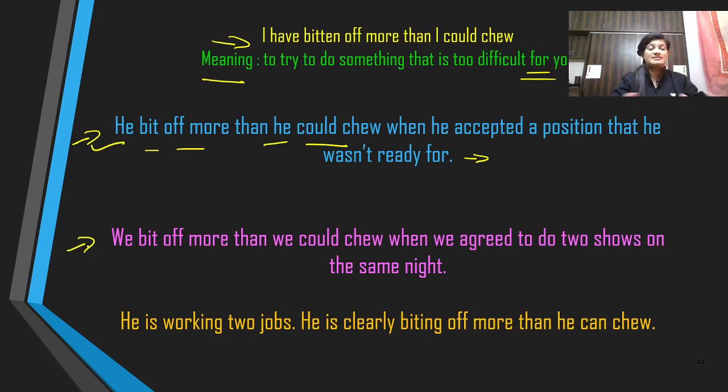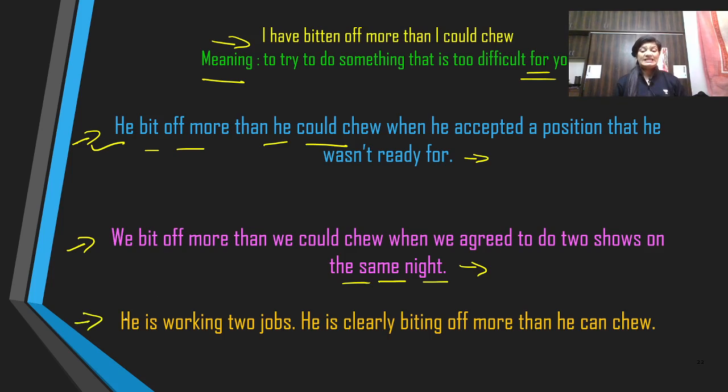Next example is we bit off more than we could chew when we agreed to do two shows on the same night. Performing two shows on the same night, we were very confident when we first said, yes, of course, we'll do it. But now I know the kind of practice, the kind of time, and the kind of preparation it requires. I am unable to do that. Therefore, we could say we bit off more than we could chew when we agreed to do two shows on the same night.